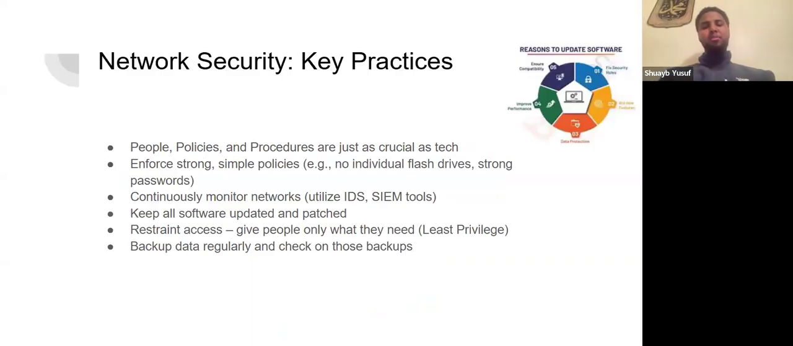Network security key practices. Policies and procedures are just as critical as tech. Enforcing strong, simple policy: no individual flash drives, strong passwords, continuously monitor networks, analyze IDS, SIEM tools, keep all software updated and patched, restrict access, give people only what they need, least privilege, and then backup data regularly and check on those backups.